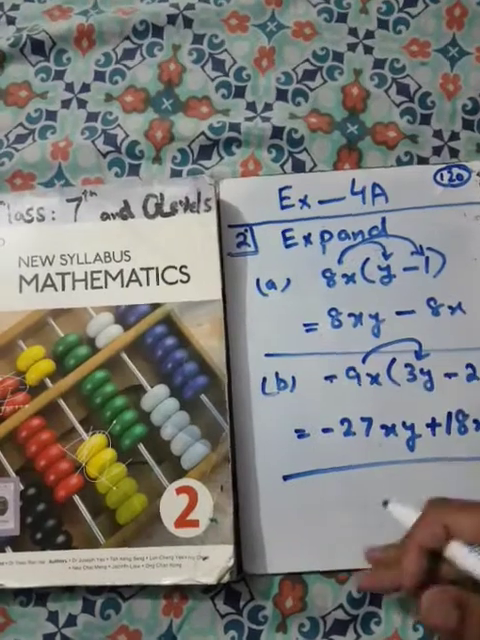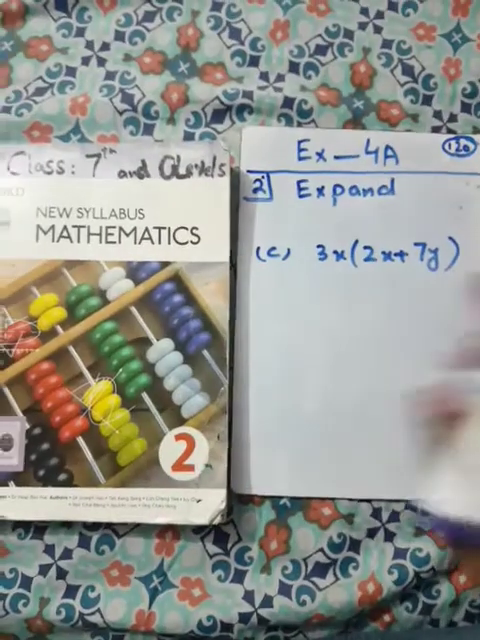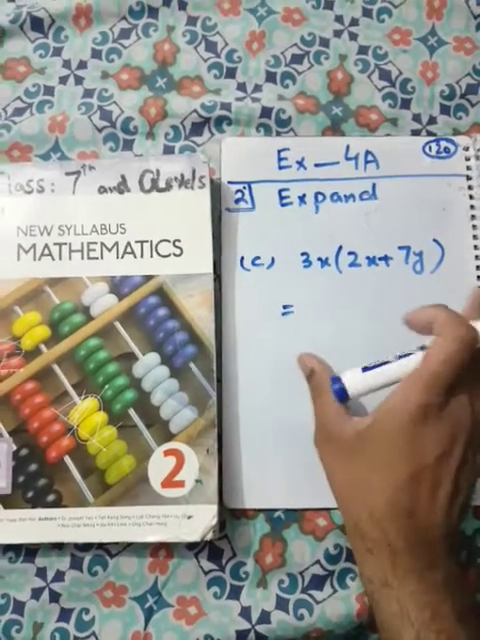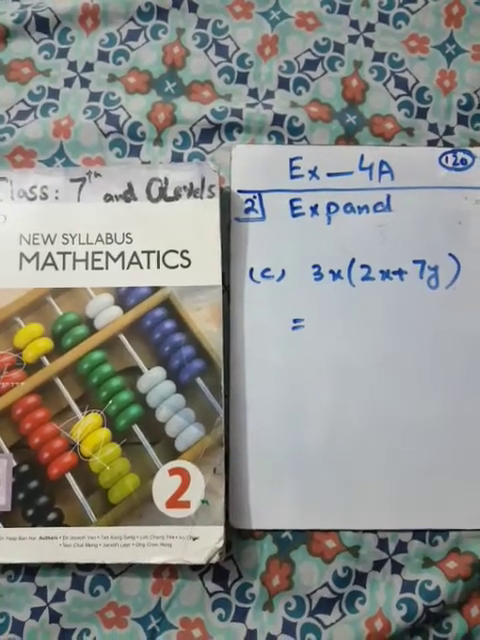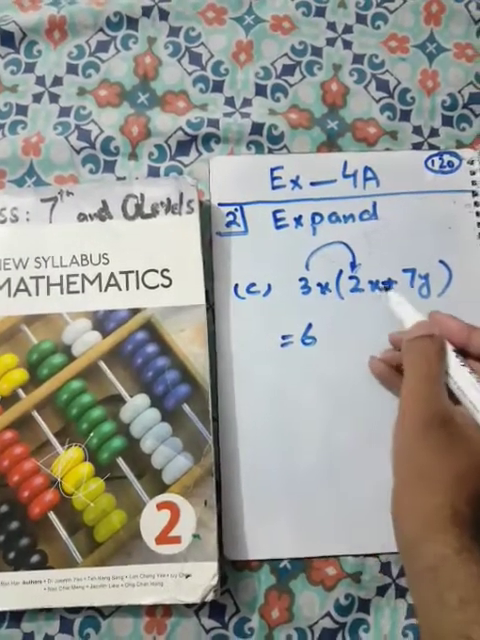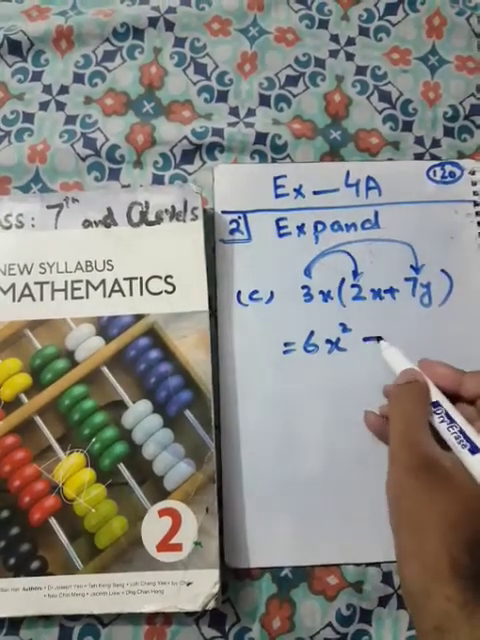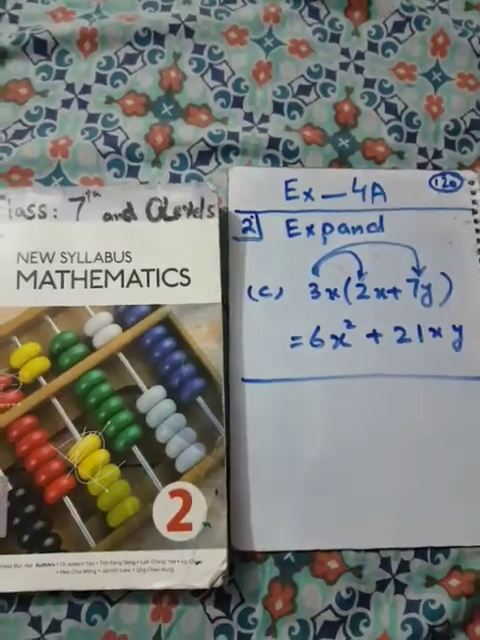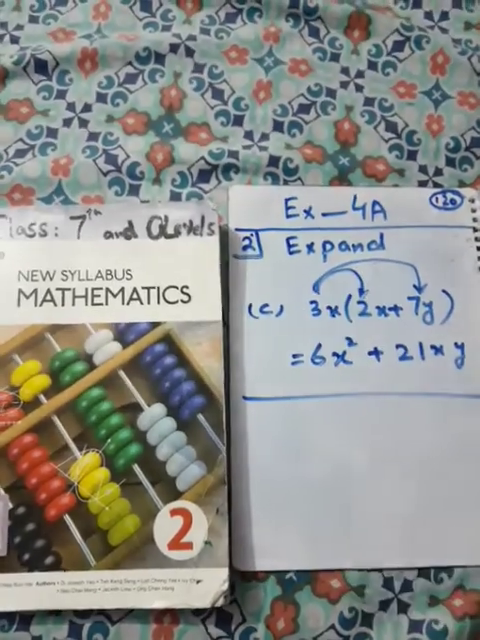Now I'm going to remove this page and do part number C and further parts. Part number C is 3x into 2x plus 7y. You should even stop the video here and try this question yourself. Okay, if you have tried, now let's match your solution with my solution. 3 times 2 will be 6. x times x will be x square. Now 3 will be multiplied with the 7y. 3 times 7 will be 21, and x and y. The question has been done.